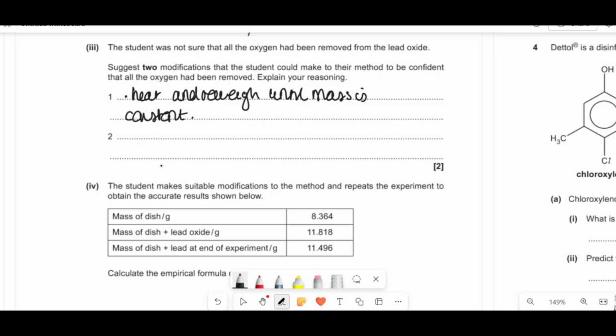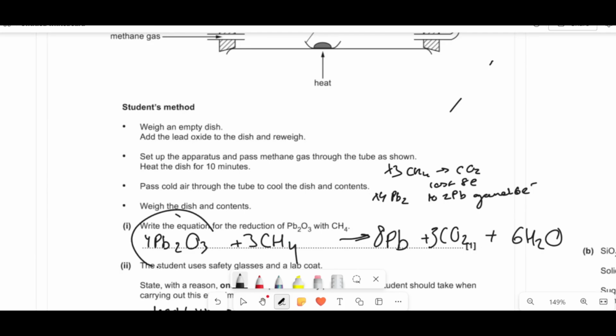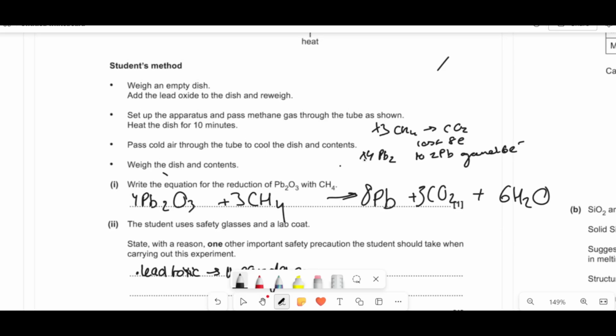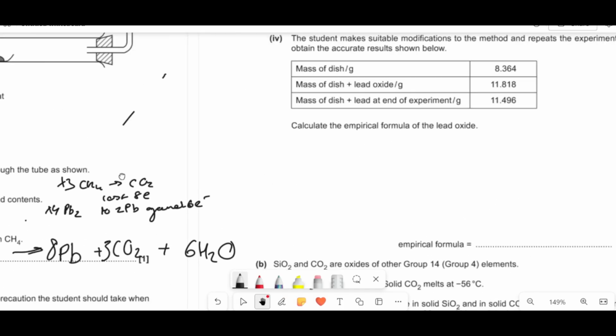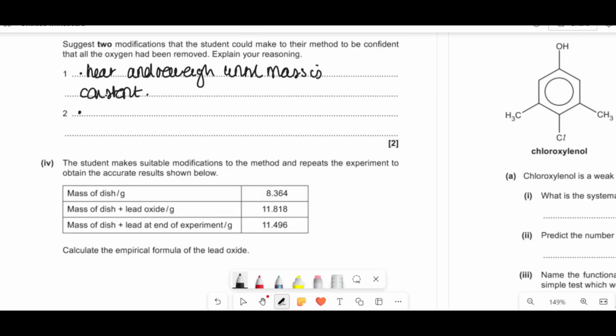Now, what else can we do to make sure all of the oxygen's gone? If you look at this equation, it's 4 Pb2O3 and methane. If I'm short on the amount of methane, that's not all going to react. But if I use loads and loads of this, eventually every single bit of that possible is going to react. So what you could also do is just use excess methane as well to make sure all of it's gone. Excess methane. There.